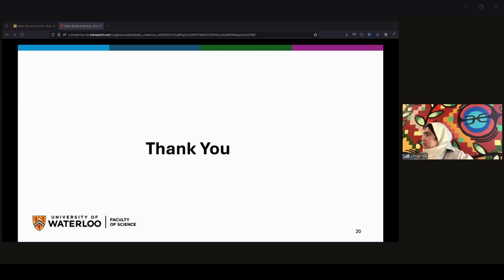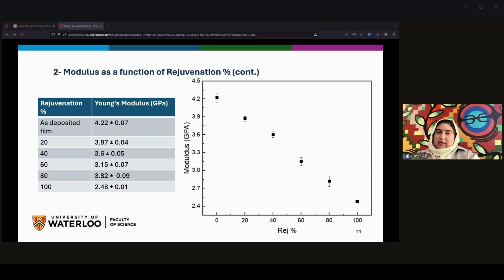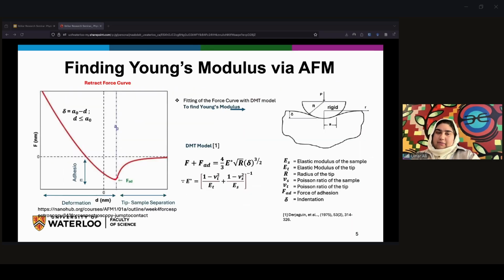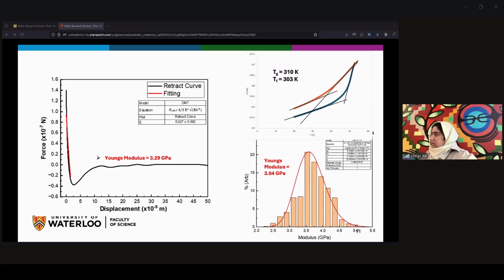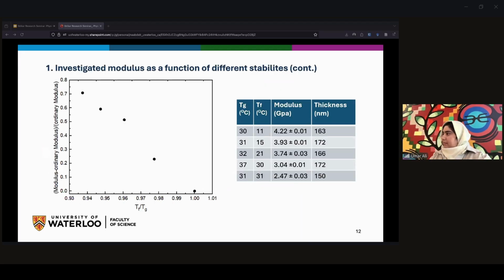I'm wondering how you obtained the Young's modulus for each sample, unless I missed it. With the help of AFM, we were able to perform the force curve. For instance, for one stability, we took almost 2 to 3 different scans of 2 micron by 2 micron area, and in that area, we collected 216 by 216 force curves. Then we fitted the force curves with the help of the DMT model and plotted the distribution. And that's it.